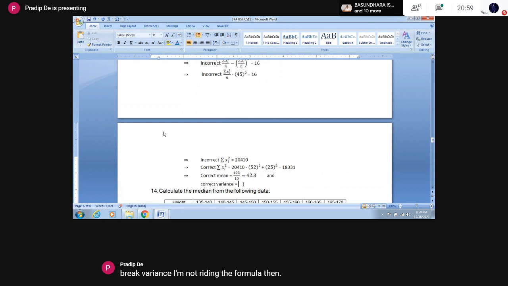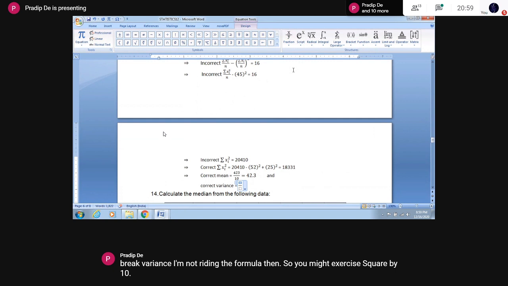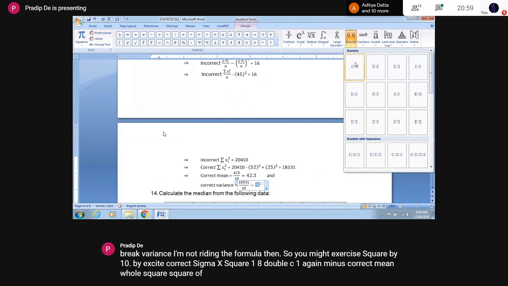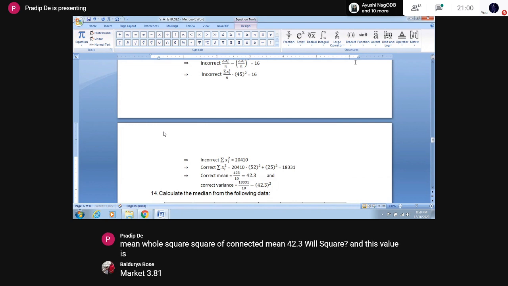I'm not writing the formula again. Correct sigma xi square by 10 minus the square of the corrected mean, 42.3, whole square. And this value is once again 53.8, 40.